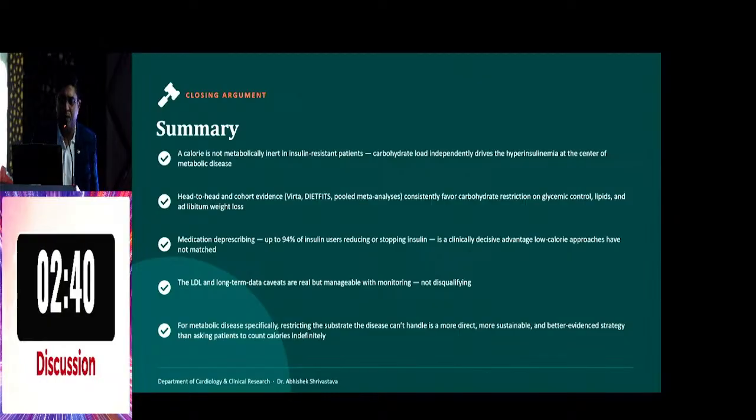And for metabolic diseases specifically, restricting the substrate the disease can't handle is a more direct, more sustainable, and better evidence-based strategy than asking patients to count calories indefinitely, lifelong. Thank you.